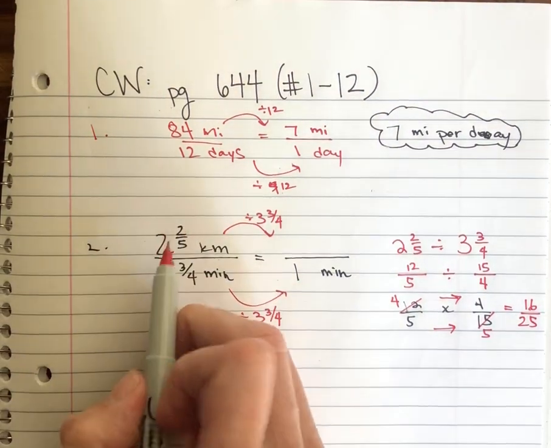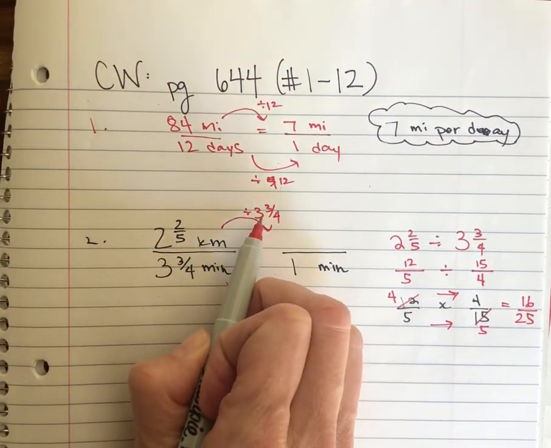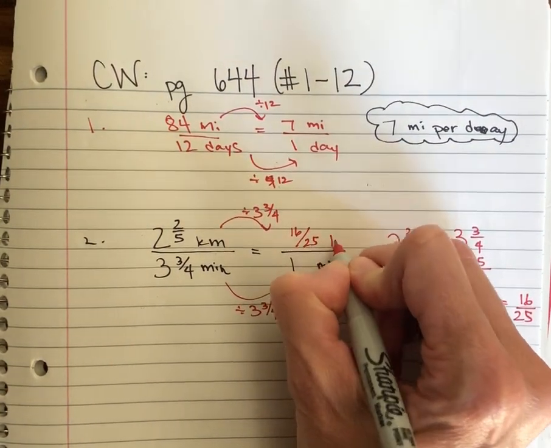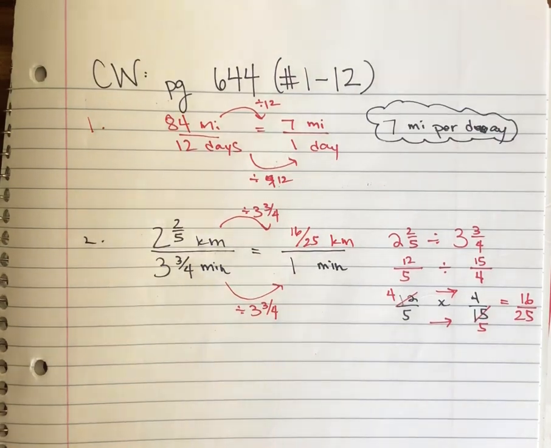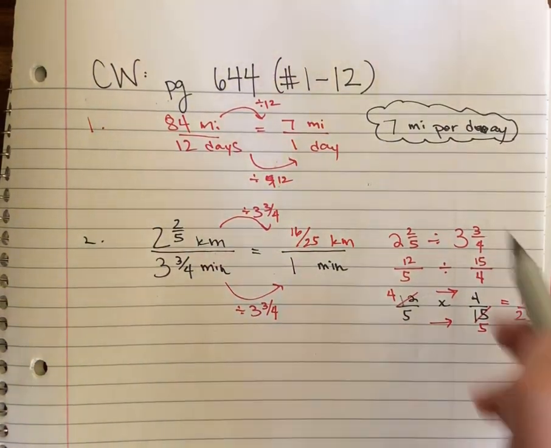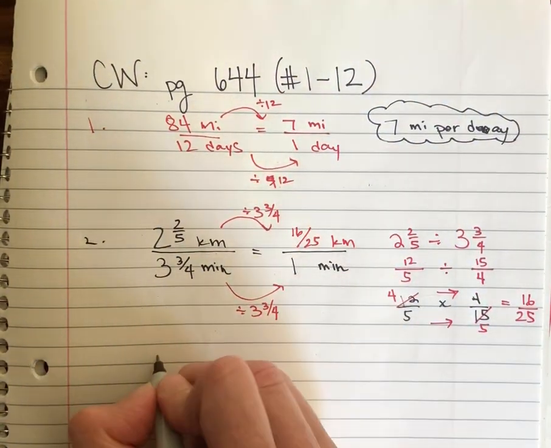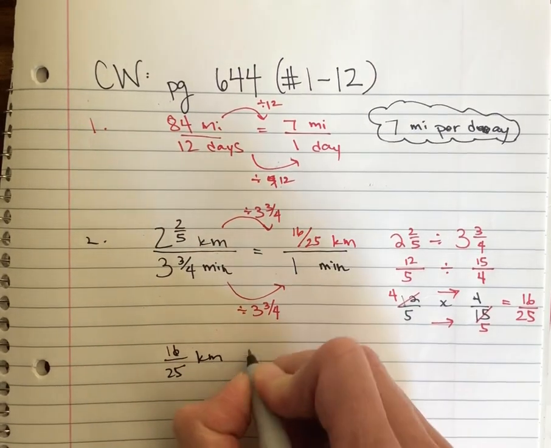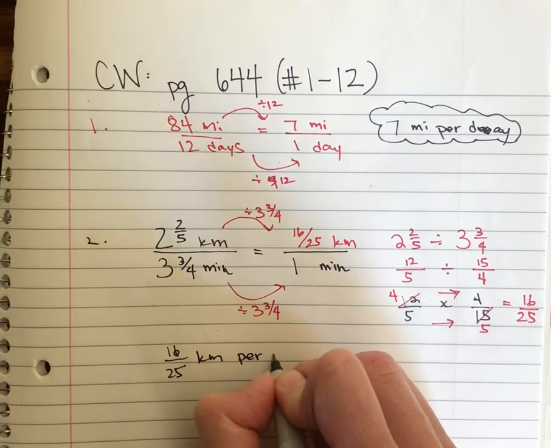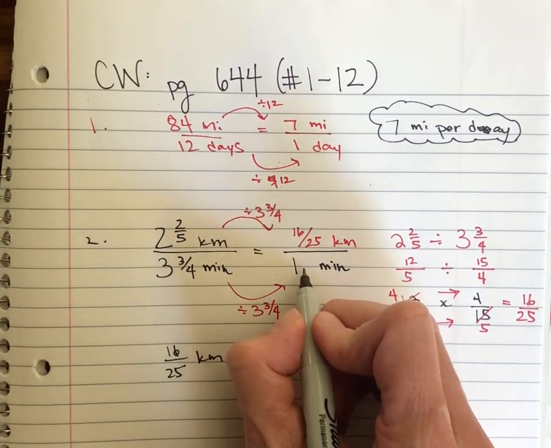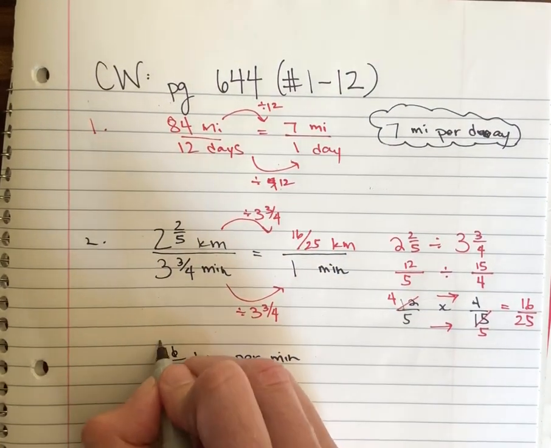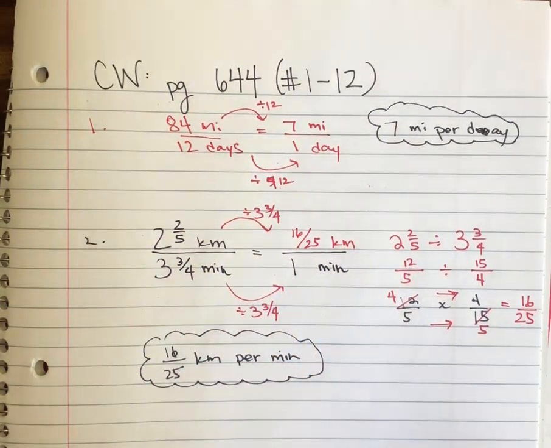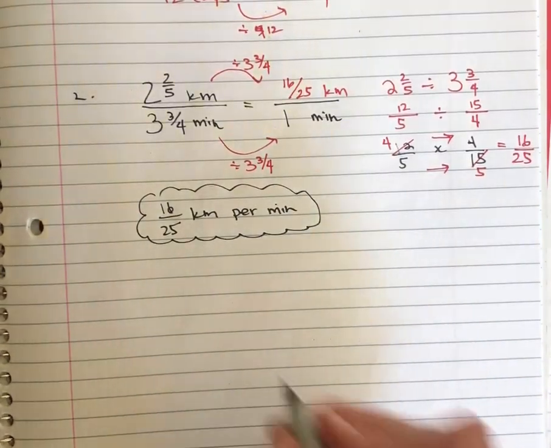Okay, so 2 and 2/5 divided by 3 and 3/4 is 16/25 of a kilometer. And then when we write the unit rate, we take it out of this form and we would write it 16/25 of a kilometer per, remember we use per to mean 1 per minute. So this is how your answer should look. Okay? Number 3.